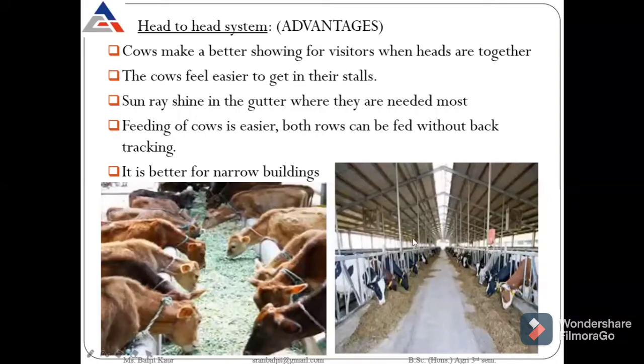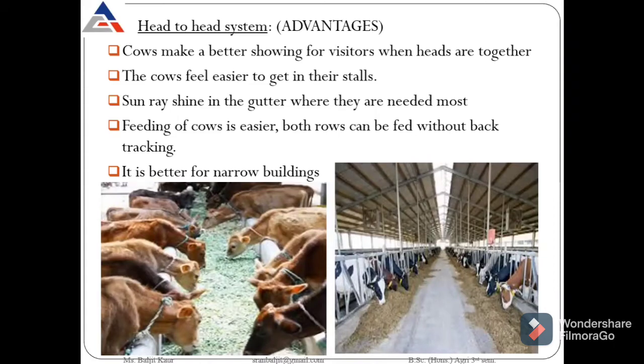So what are the advantages of head to head system? Cows make a better showing for visitors when the heads are together, right? So they give a good appearance when someone visits the shed. The cows find it easier to get into their stalls. Whenever we keep them outside the shed, we have to keep them inside the shed again, so it will be easy for them to go into their stalls.